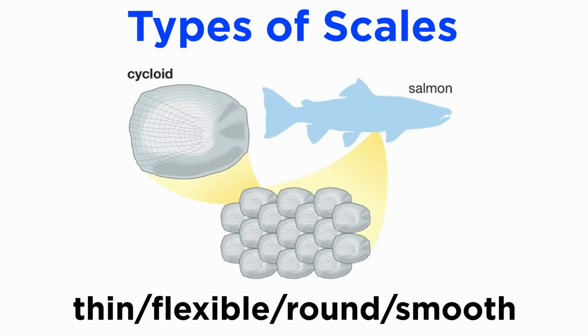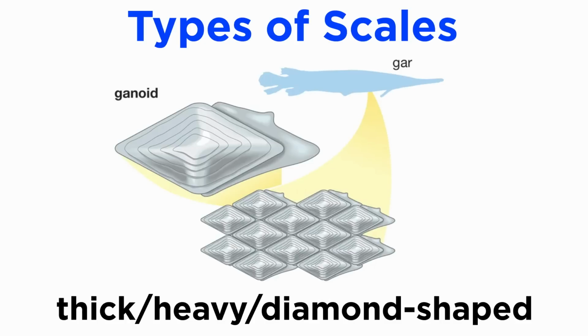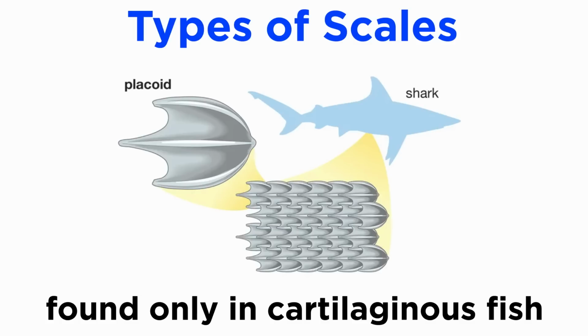Cycloid scales are thin, flexible, round, and have a smooth surface. Ctenoid scales are similar to cycloid scales but have a comb-like edge. The vast majority of bony fish, including all of the teleosts, have either cycloid or ctenoid scales. The third scale type are ganoid scales, which are thick, heavy, and diamond-shaped, mainly found on sturgeons, gars, and bichirs. Placoid scales, while often mentioned alongside these other 3 types, are found only in cartilaginous fish.